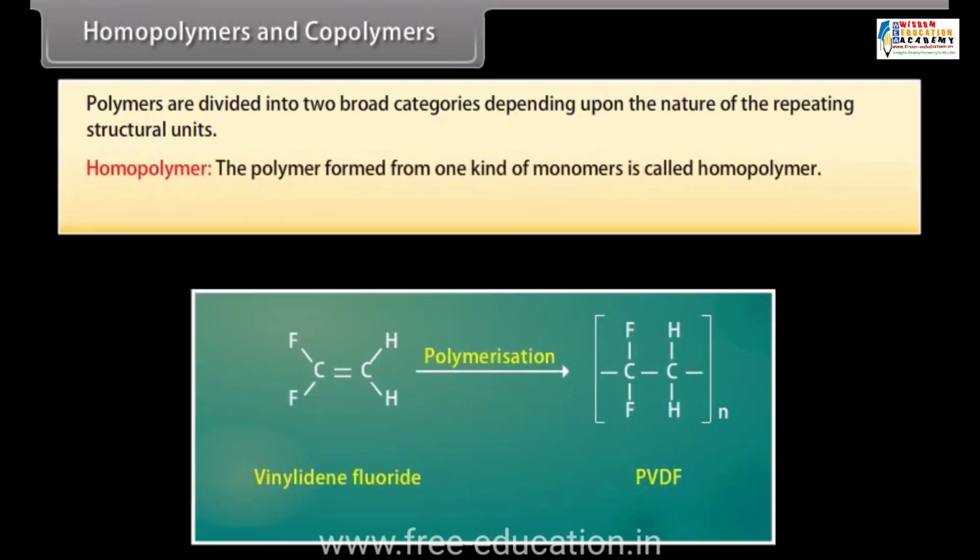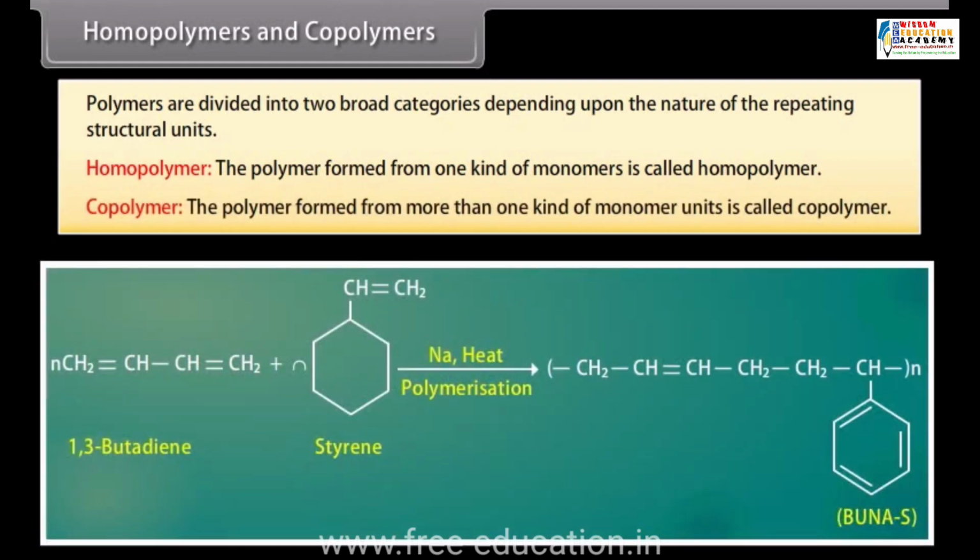Homopolymer. The polymer formed from one kind of monomers is called homopolymer. For example, PVDF is formed by vinylidene fluoride. Copolymer. The polymer formed from more than one kind of monomer units is called copolymer. For example, Buna S rubber is formed by 1,3-butadiene and styrene.